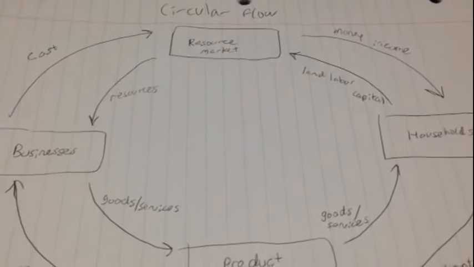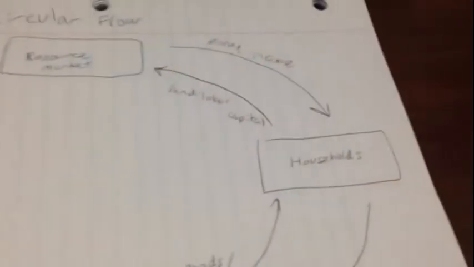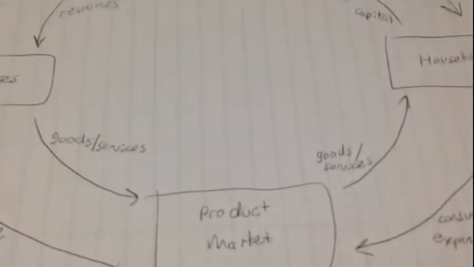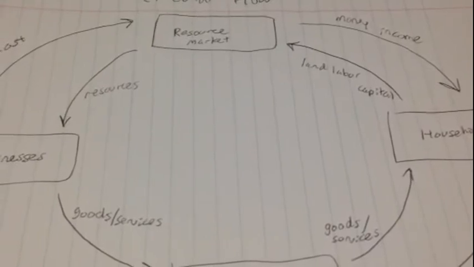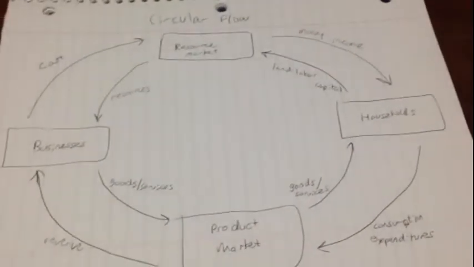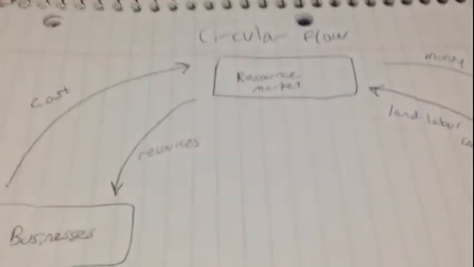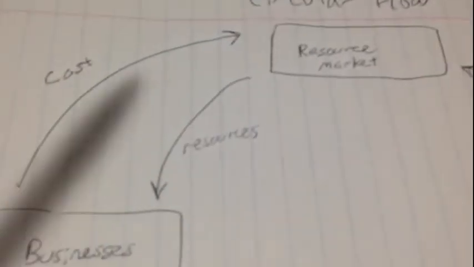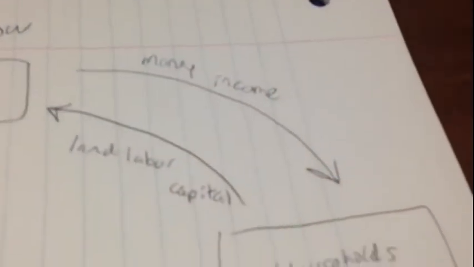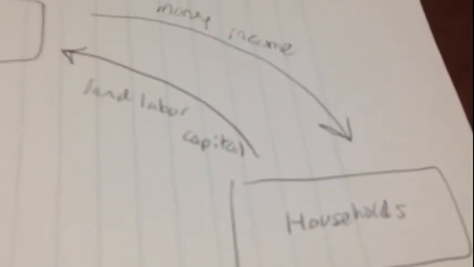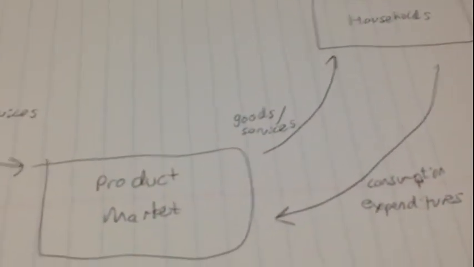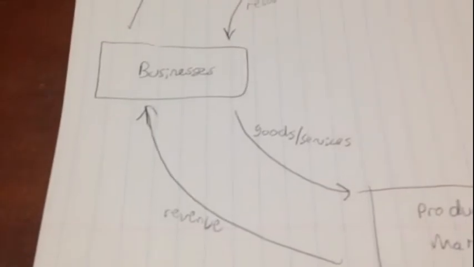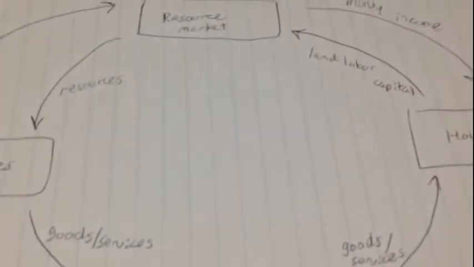Here we have the circular flow model. Involved are businesses, households, the resource, and product market. The inside path represents the flow of resources, and the outside represents the flow of money and capital. So for the resource market, businesses buy resources, which in turn serves as an income for households. And for the product market, households will buy products, which gives businesses a revenue. And that is the outside path.